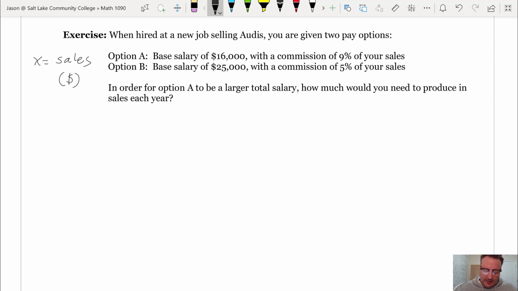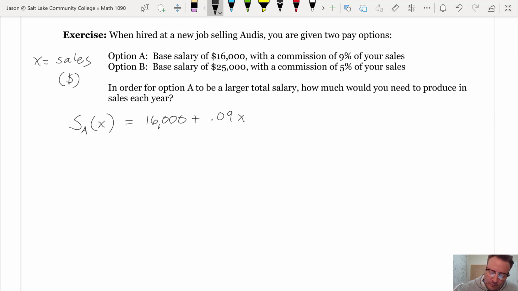So I'm going to call these functions S sub A and S sub B, S for salary. So S sub A of X. In option A we get a base salary of $16,000 each year. So this is going to be $16,000 plus the commission part of our salary, and 9%. Remember, if I change that to decimal, that's the same as 0.09. So part of our salary will be 0.09 times the amount sold. Now X is not the amount of cars we sell. It's the total sales figure, right? You take the cost of all the cars that you sell during the year, add that all up, and that's X.